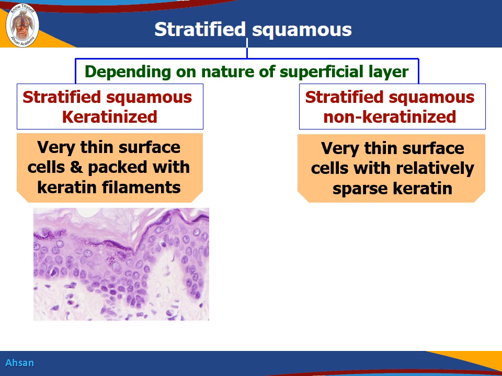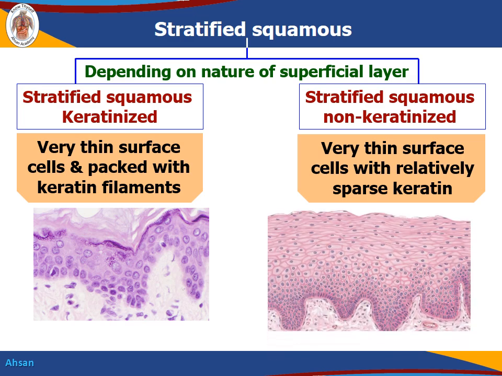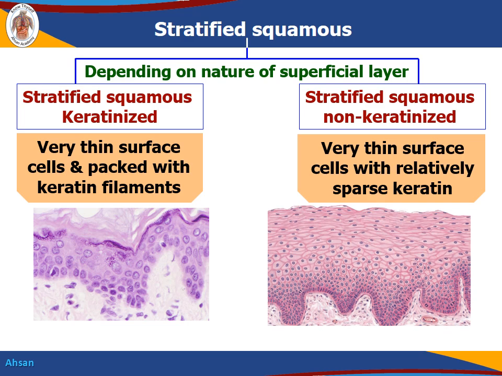Stratified squamous non-keratinized is also a thick epithelium having gradually flattened superficial cells, but the superficial layer has cells with a definite nucleus. So the superficial cells are living in nature. They still have a living nucleus. You can see the epithelial cell shape changing from the deeper to the superficial layers. In the left figure, there is no nucleus in the superficial layer, but in the right figure, the surface cells also have a nucleus.